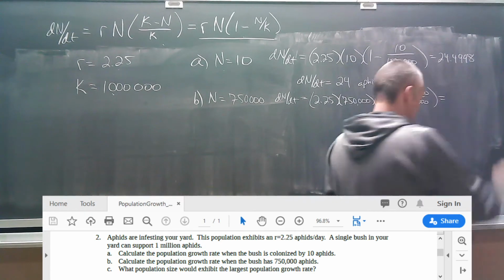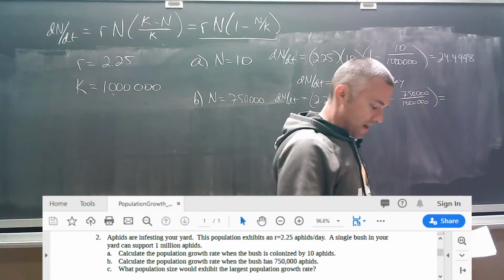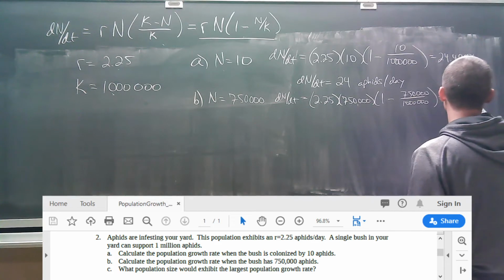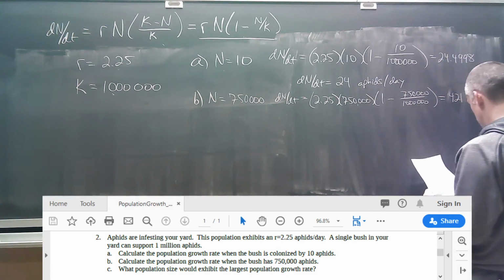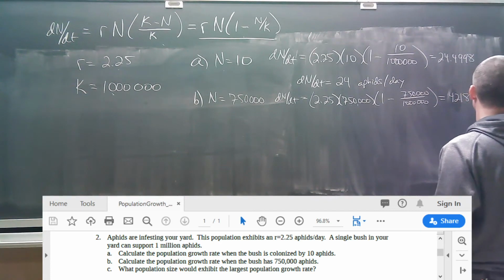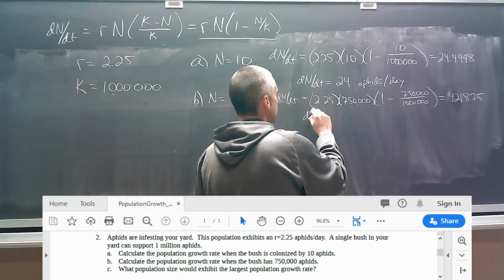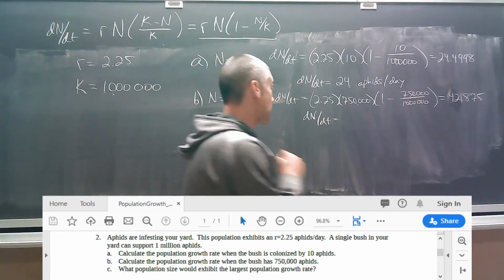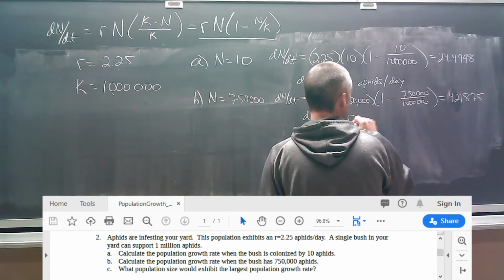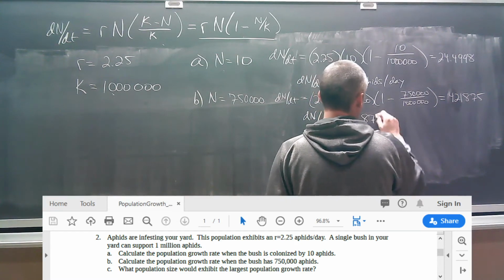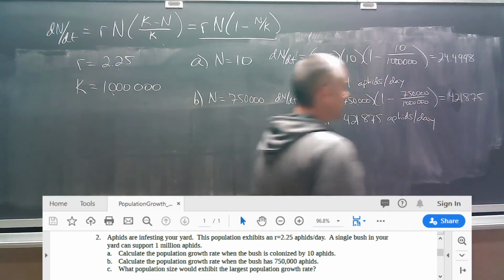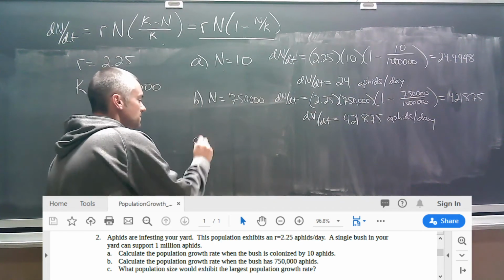And when I solve this equation, I get 421,875 aphids per day. And this equation actually gives me the whole number. I do not need to round. So that's B.